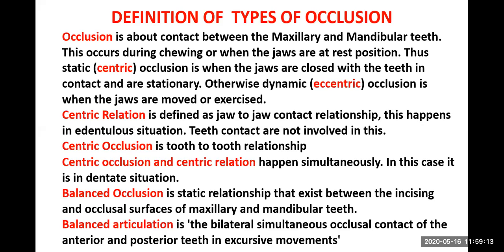So we can recognize centric occlusion, which means a static relationship. The eccentric relationship, eccentric occlusion, is a dynamic relationship between the upper and lower jaw. So when you are chewing, for example, there's mobility in the jaws. That is eccentric relationship. But when the jaws are in rest position, that is, they came together, that is centric occlusion.